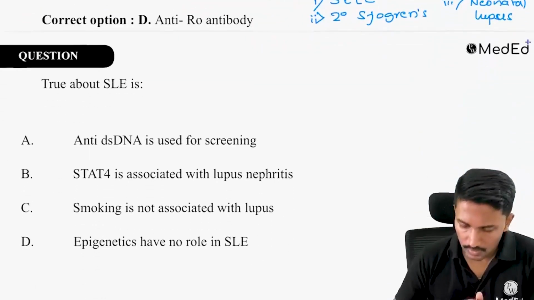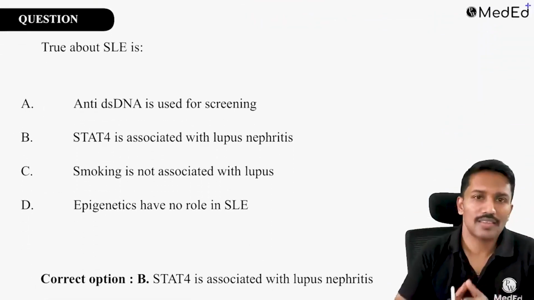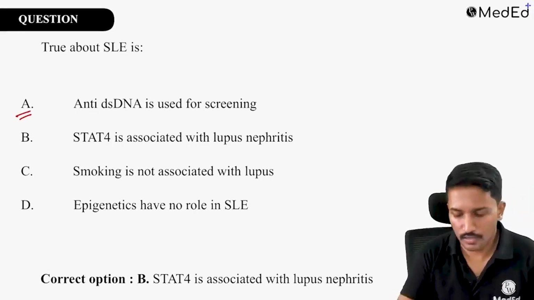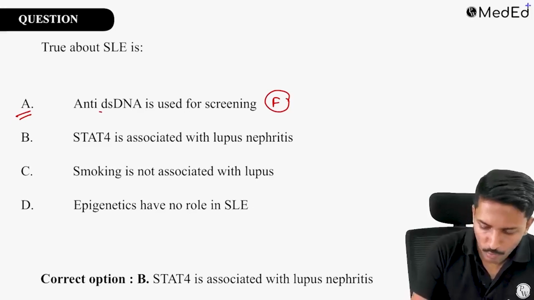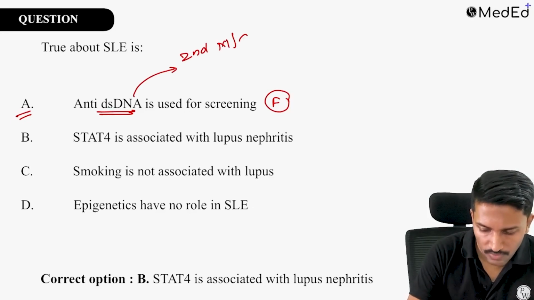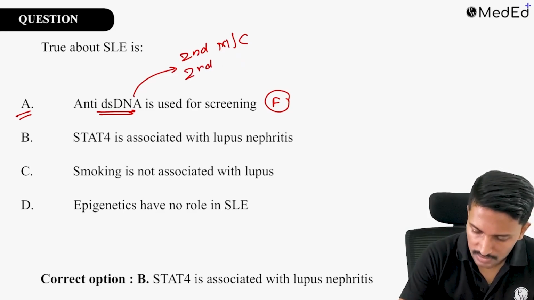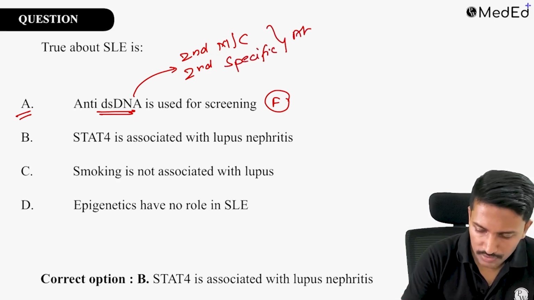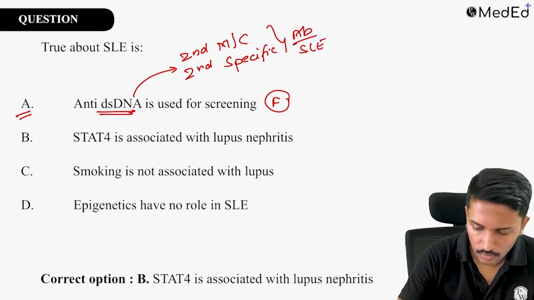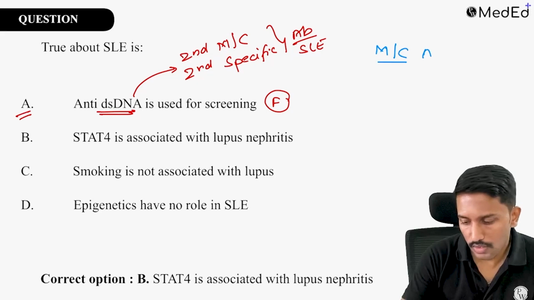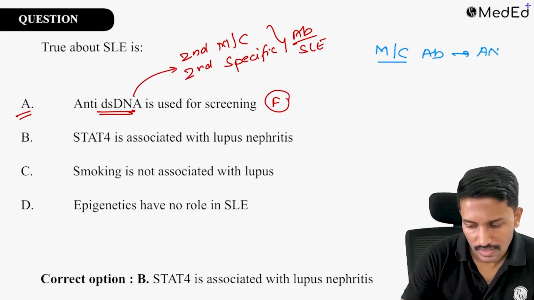Okay. Now the next question, true about SLE is, okay. First statement is anti-dsDNA is used for screening. This is a false statement. Well, the point that we need to know about anti-dsDNA is it is the second most common as well as second most specific antibody when it comes to patients with SLE. Then what is the most common antibody in SLE? The most common antibody in SLE is going to be your ANA, right?